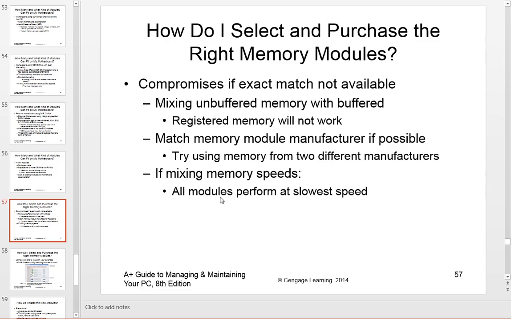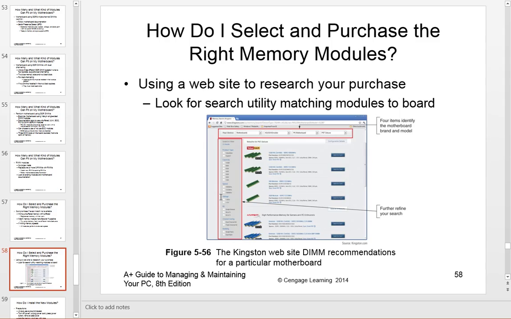You can read through these, talking about mixing memory speeds. One thing to notice is your modules perform at the slowest speed. I would pick the highest speed for the lowest price. That's how I would always approach it. Use your website. We talked about that. CDW, some other ones, Newegg, Kingston, a lot of different ways to search for this stuff.